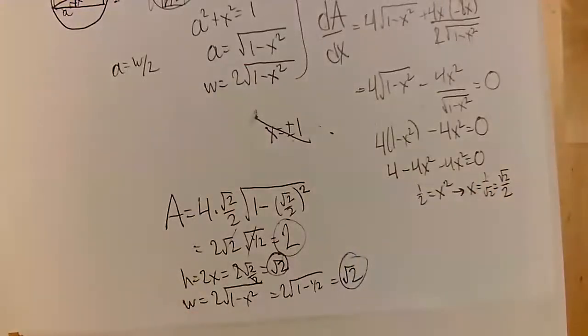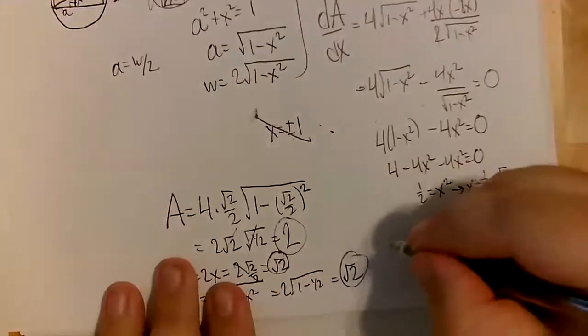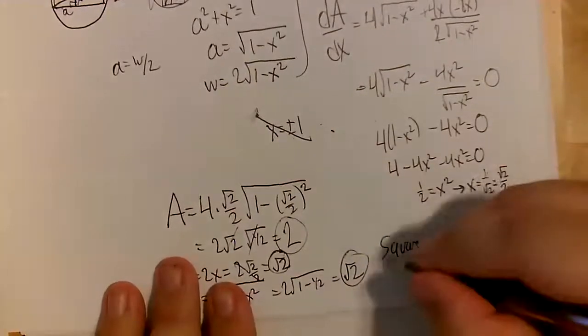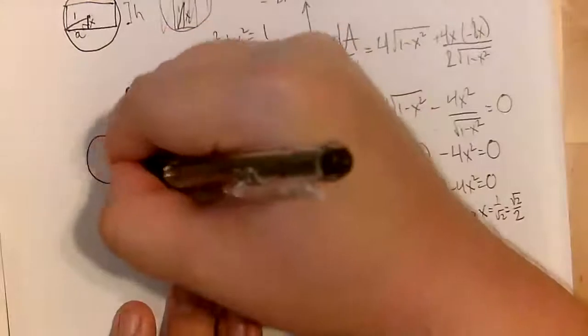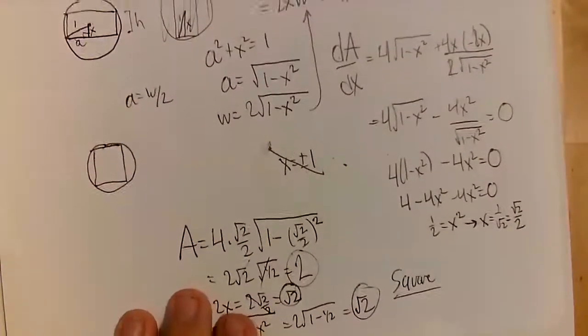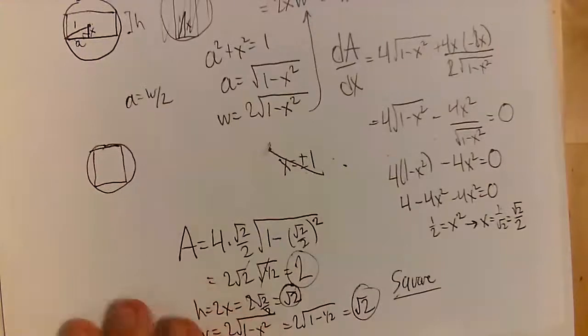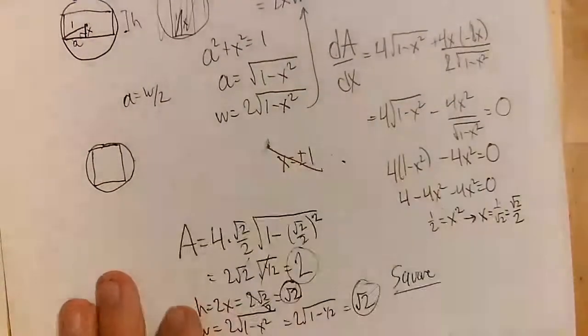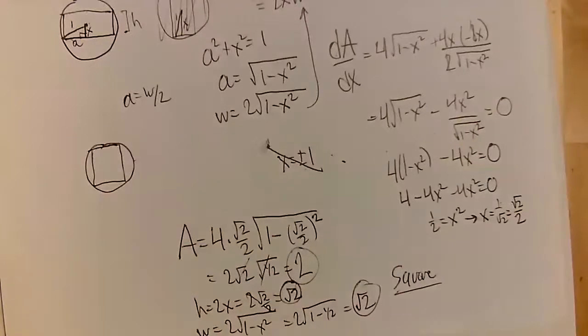Now that actually implies that since our side lengths are the same, this rectangle is actually a square. So this square, drawing a square inside a circle, will give you the largest possible rectangle. If you make it elongated in any one direction, you'll be taking away from the area of this rectangle.